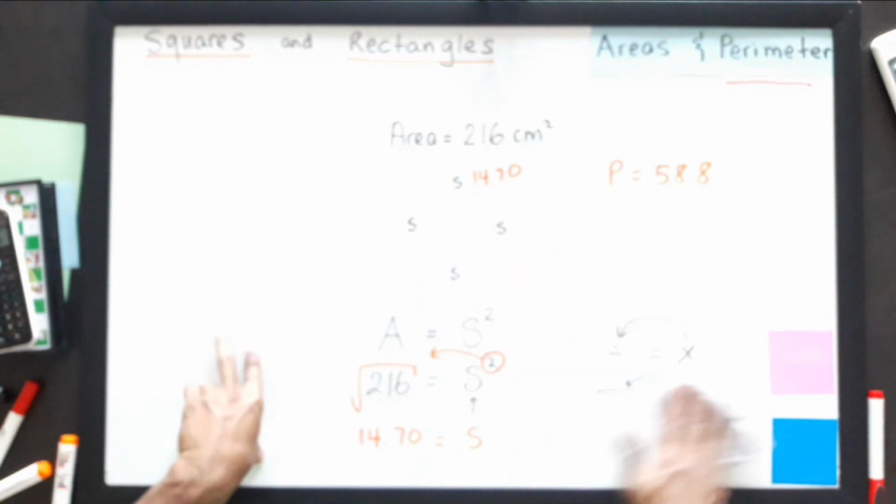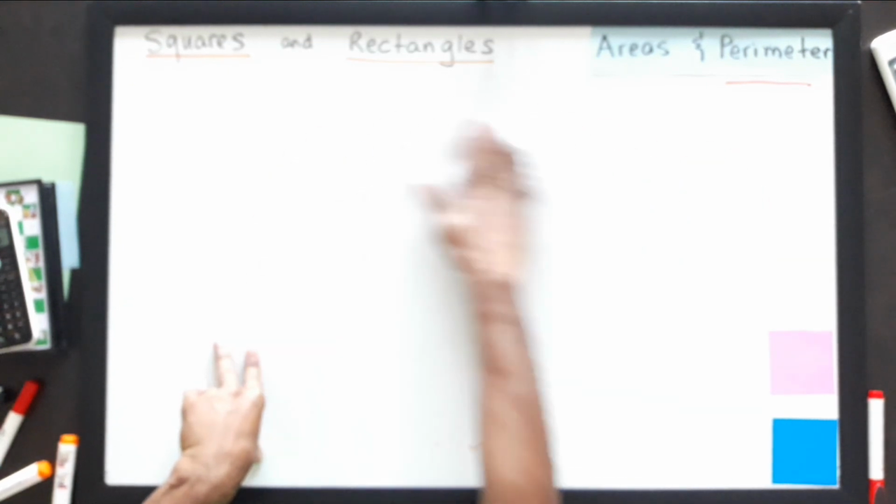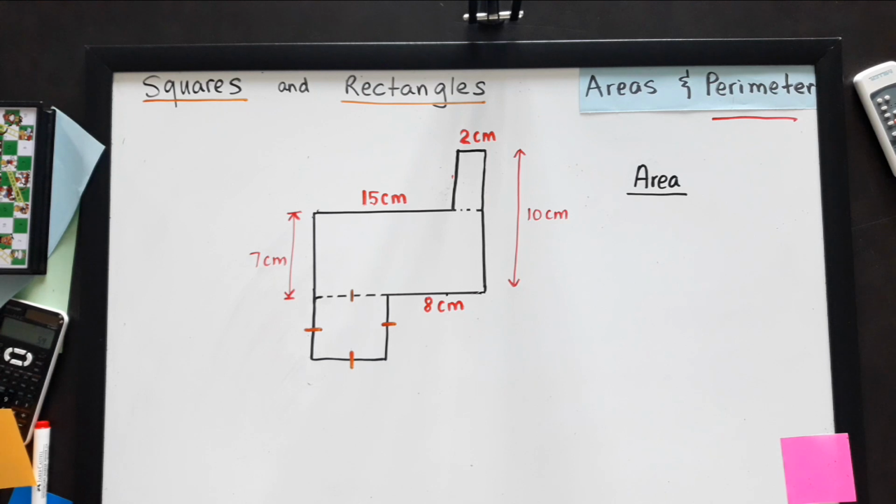All right. So let's try a kind of compound shape involving squares and rectangles. And let me see if I can try my best to trick you up here. All right. So let's do a compound shape. A compound or composite shape are shapes that are made up of different shapes.